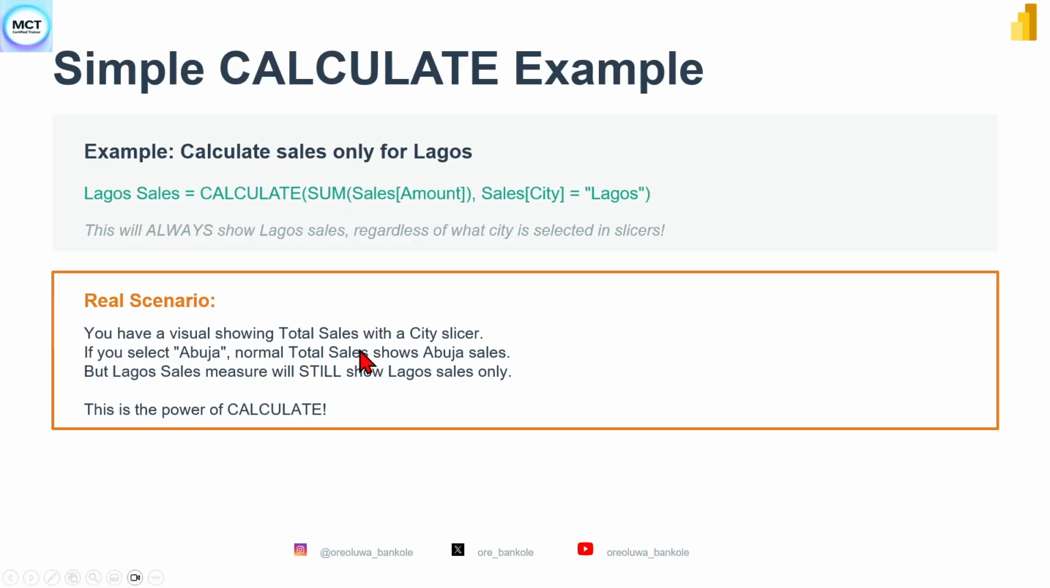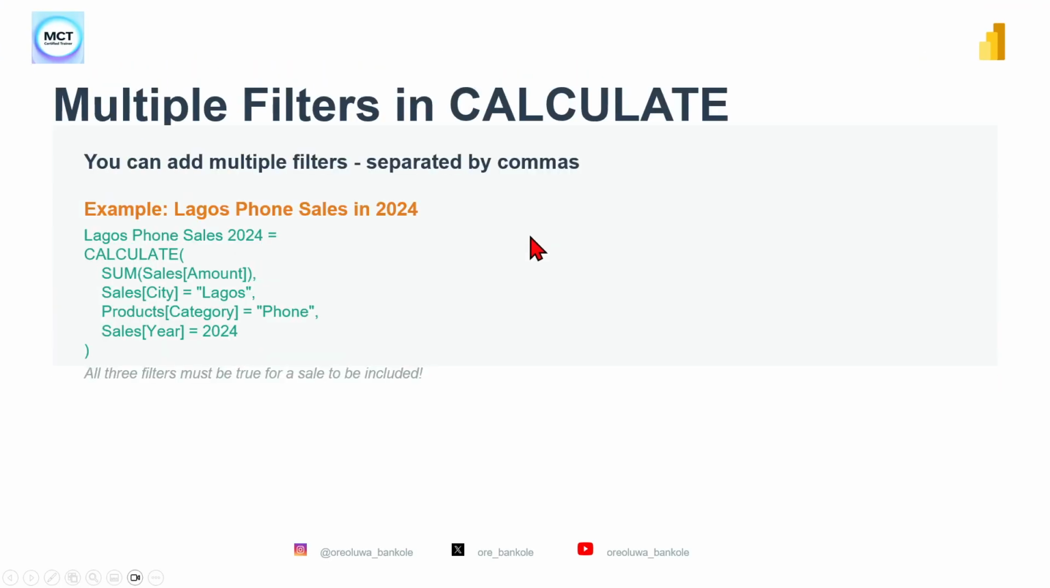Now you can see this one is used in just one expression. I think I gave various examples. So this is when you have multiple. The way you use it for one, you can also use it for multiple scenarios. The major thing you have to do there is separate it by comma. Now this one is saying I want to see the phones that were sold in Lagos in 2024. So I am filtering with the city, with the category, and also with the year.